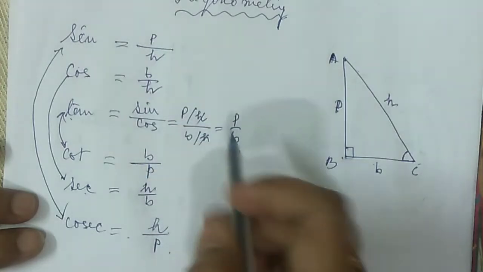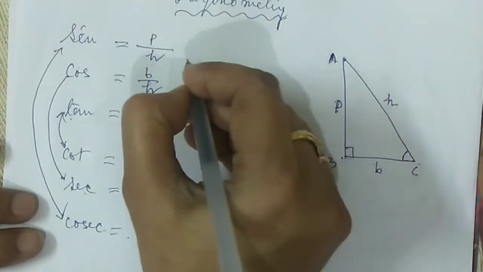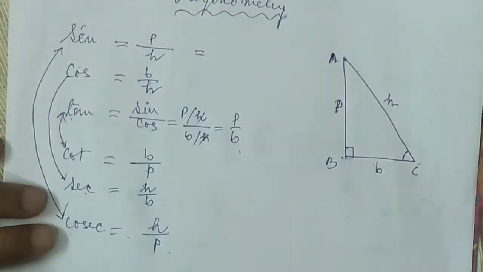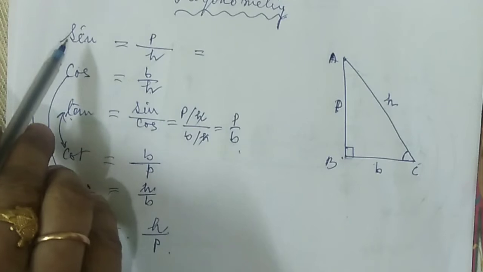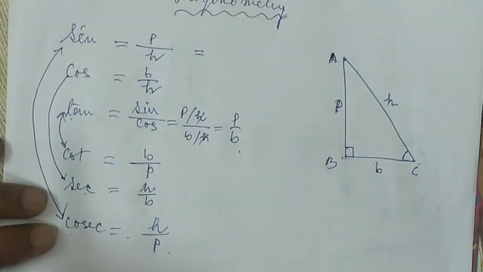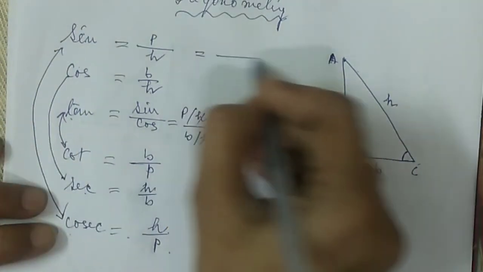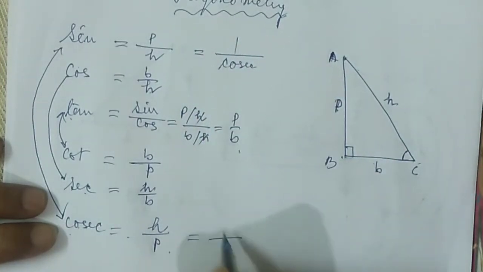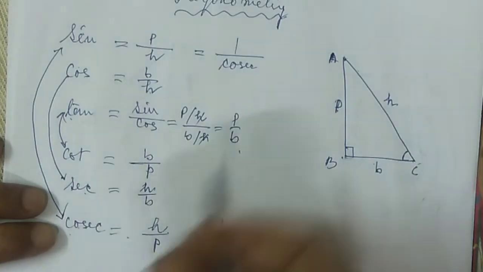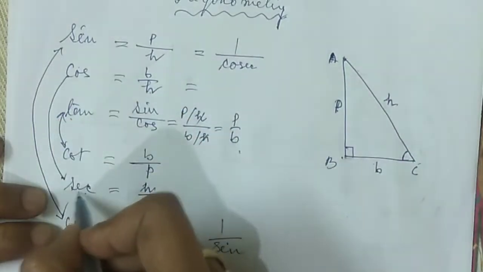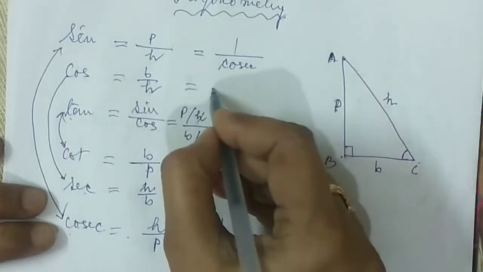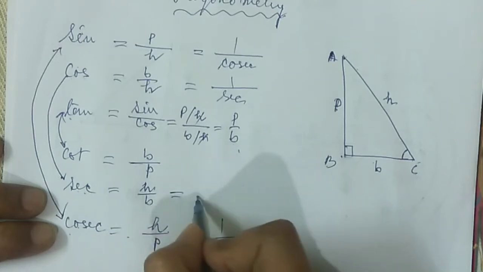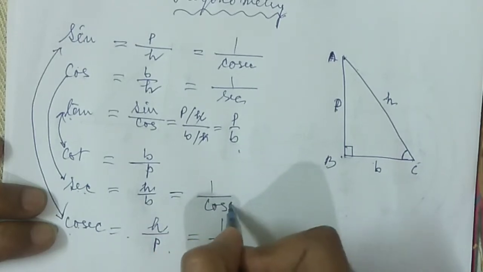Instead of writing this as P, H and B, we can use the fact that sine and cosec are reciprocal to each other. In the applications of sums, we can use sine as 1 by cosec, and cosec as 1 by sine. Similarly, cos and sec are reciprocal to each other, therefore for cos, if it is required, we will write 1 by sec. For sec, we will write 1 by cos.